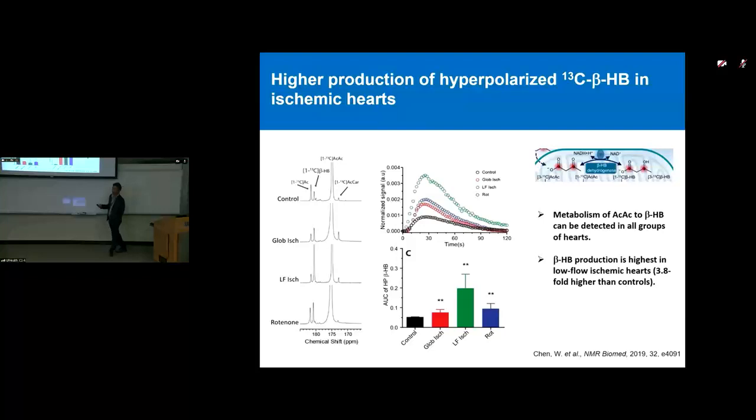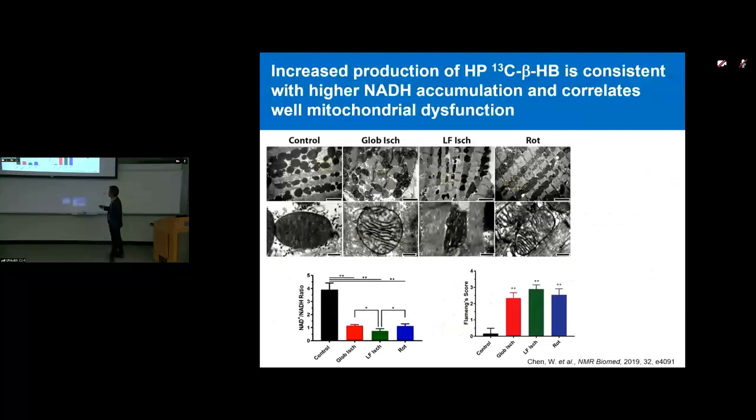So we compare this and look at the mitochondria in these hearts and see if the morphology and the function of mitochondria are still okay. Do they actually correspond to what we see in terms of beta-hydroxybutyrate signals? And we saw that obviously when you induce global ischemia, low flow ischemia, or rotenone, mitochondria are very sick, are very dysfunctional. And that corresponds well with the level of beta-hydroxybutyrate signal that we see. And we also look at the NAD/NADH ratio, and these are all agreed.